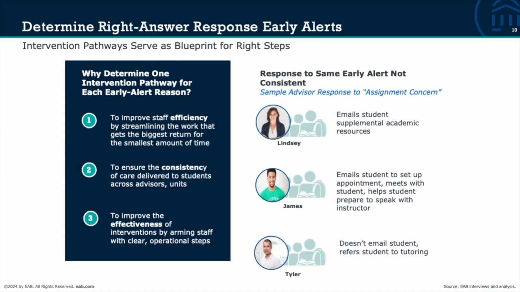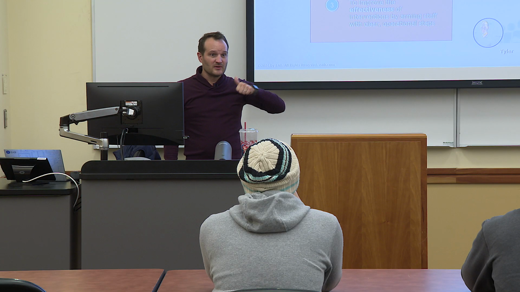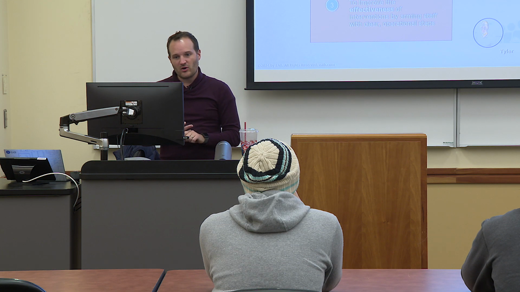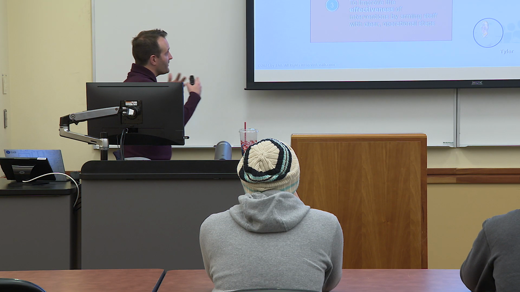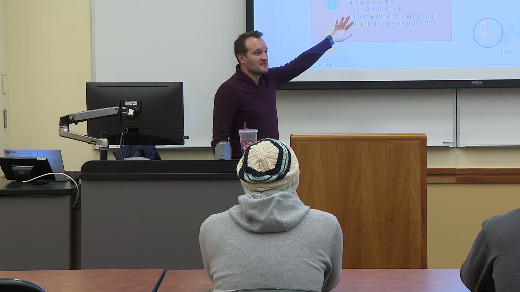So once we've identified the group of students and we know the alert reasons, it is also important to think about what our intervention pathway is. How do we best serve a student? Part of what we want to achieve is, one, some staff efficiency, so thinking about how we streamline our work to get the end result we need with our students, but also providing some consistency.